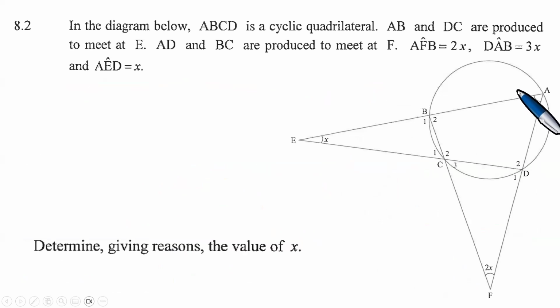In the diagram below, ABCD is a cyclic quad. A, B and D, C are produced to meet at E. A, D and B, C are produced to meet at F. The angle AFB is 2x, the angle DAB is 3x, and the angle AED is x. Determine, giving reasons, the value of x.